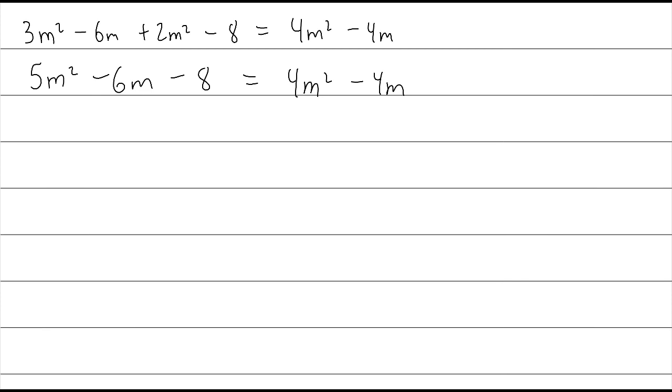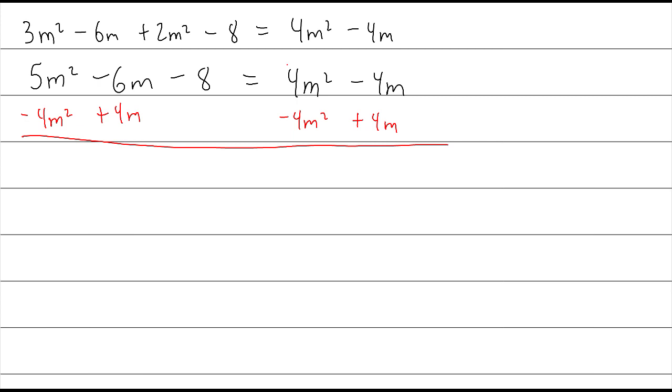Okay, so now subtract 4m squared from both sides, right? If it's a quadratic, we need to get that right side equal to 0. Add 4m to both sides. That'll take care of the right side there, because 4m squared minus 4m squared is 0. Negative 4m plus 4m is 0, so the right's 0.